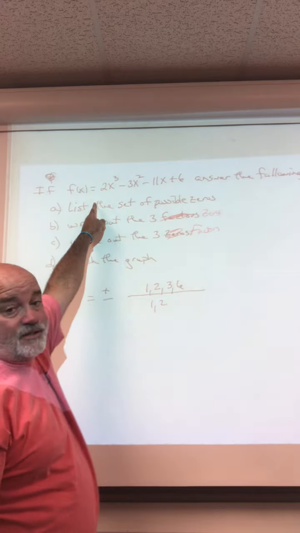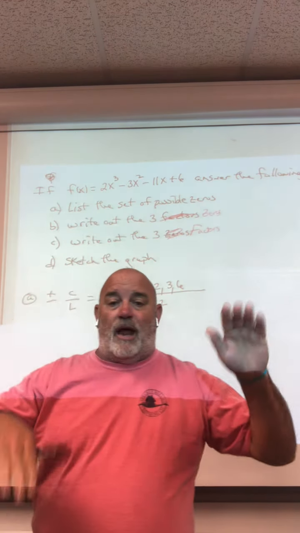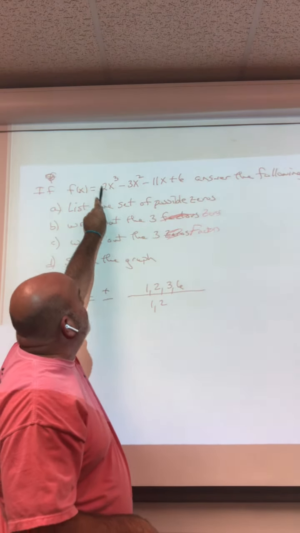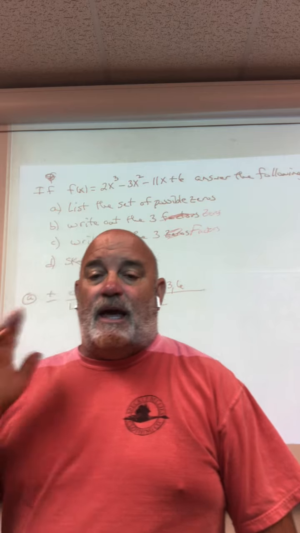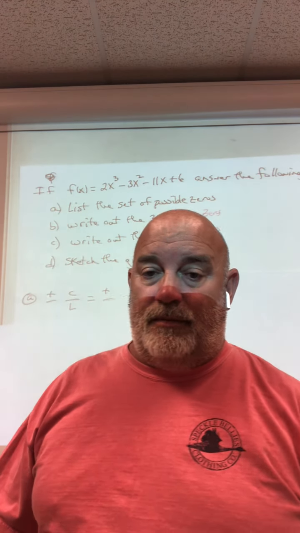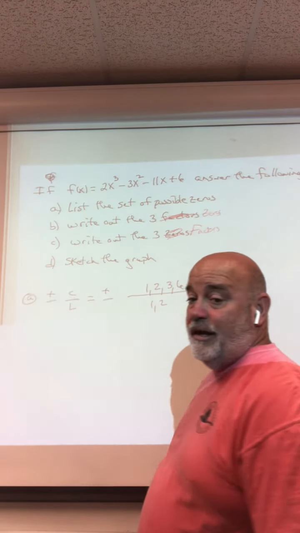And by the way, this is a 3rd degree polynomial, so I know that the arms go in opposite directions. It's a positive odd degree. That means the left arm is going to be down and the right arm is going to be up. But I still don't know what the zeros are. That's why I have to go through this.